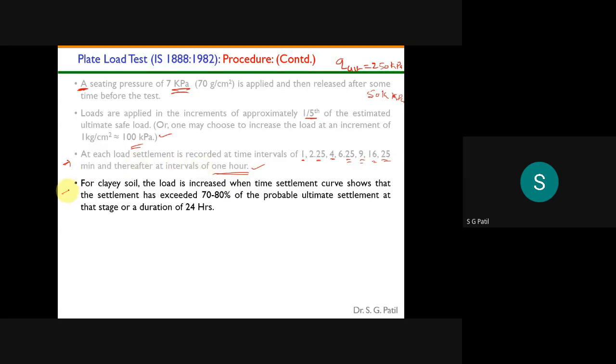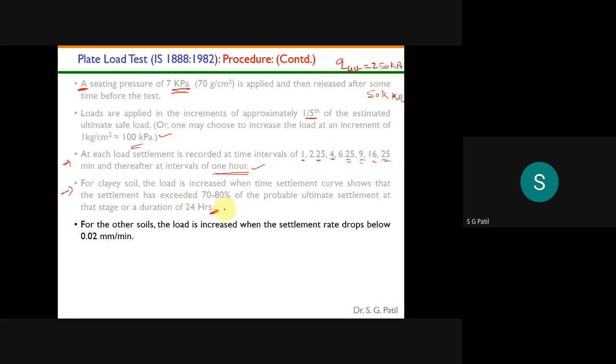Then, for clay soil, the load is increased when the time-settlement curve shows that the settlement has exceeded 70 to 80% of the possible ultimate settlement at that stage, or for a duration of 24 hours. Because in clay the settlement will be very slow, we give at least 24 hours for clay type soils.